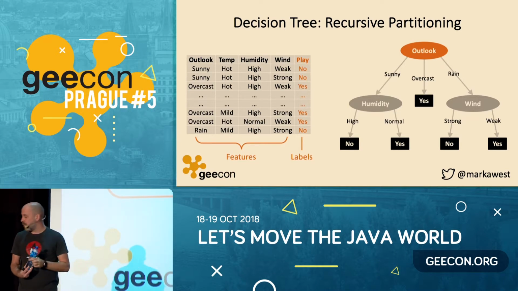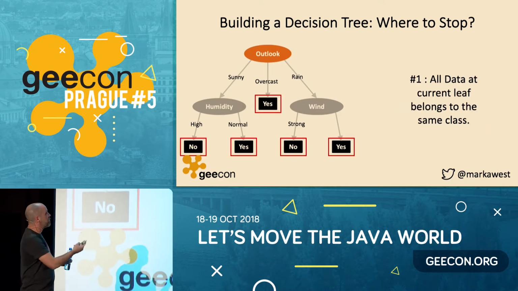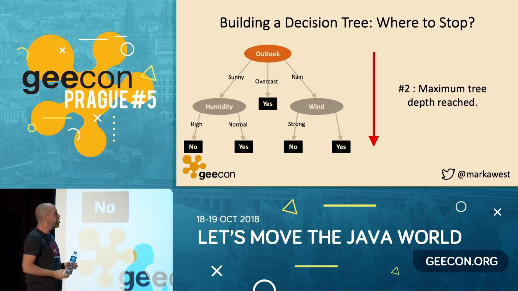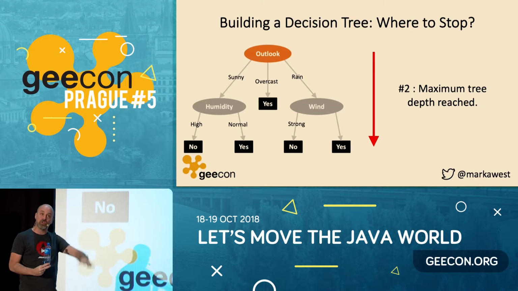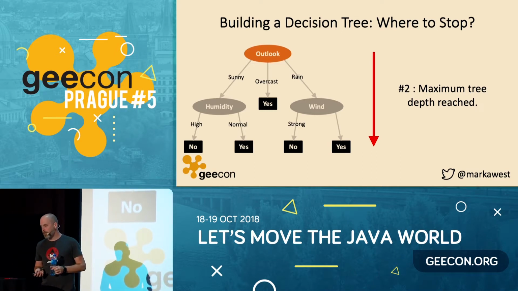It's very, very simple. But where do you stop building them? In this case, it's obvious because when I got to the end, all of the leaf points belong to the same class. So that was a natural stop. But if the decision tree was more complicated, you have to find another metric for stopping the building, to make sure the decision tree doesn't go too deep. One example is using the maximum tree depth, and I'm going to show you that when I do the practical side of my talk.